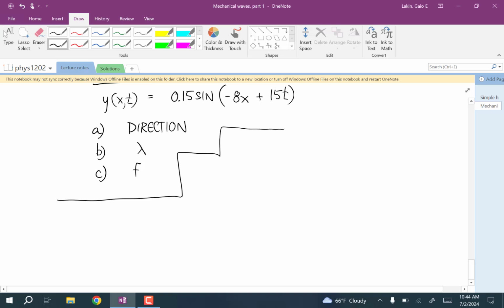I'm going to start by getting this into a form that we're more familiar with by using the fact that sine is an odd function. So I'm going to rewrite this as y equals negative 0.15 times the sine of positive 8x minus 15t. So I multiplied the stuff in parentheses by -1, and then I multiplied the sine by -1.